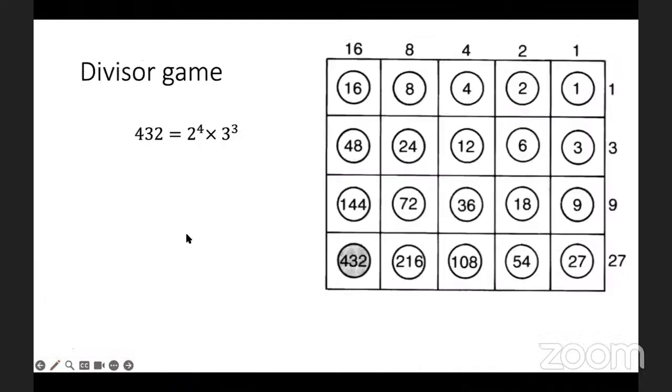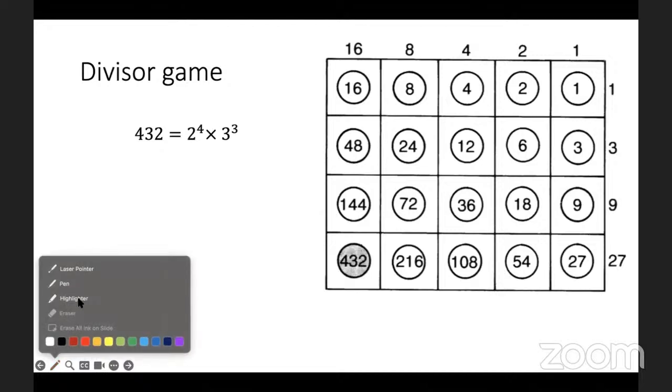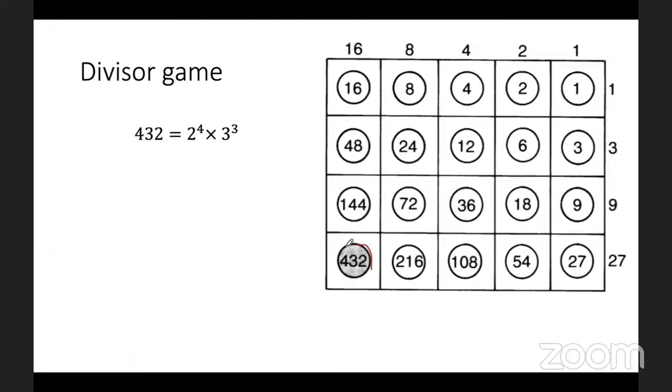Now let me show you a game that's really sweet and is apparently the same exact game. So what's going on here is: pick a number, any number. Here it's 432. Now prime factorize it. So this is 2 to the power of 4 times 3 to the power of 3. Try it out. And then this 4 and 3 is going to give you the size of a board.